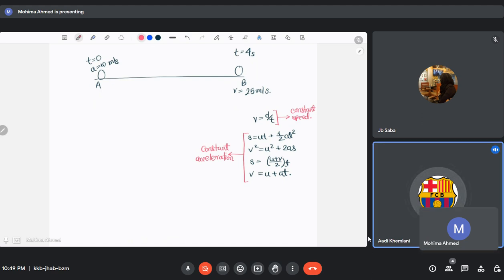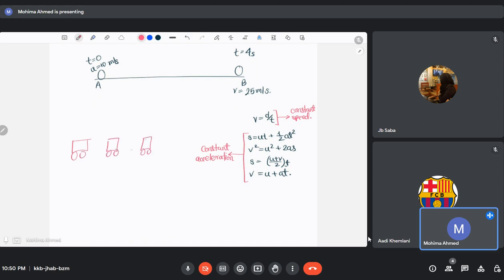It means that velocity is increasing by the same amount in each interval. For example, if I draw three cars, just for simplicity, maybe every car is 1 centimeter apart. This is not exactly three cars. This is just a situation of one car in three different positions after 1 second.